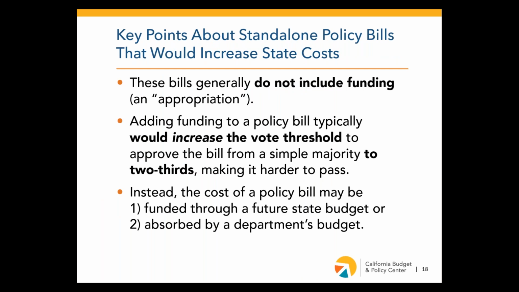These bills generally do not include funding, which is also known as an appropriation. This is because adding dollars to a policy bill would typically increase the vote threshold that would be needed to approve the bill. It would go up from a simple majority to a 2/3 vote in many cases, and that would make the bill harder to pass. So instead, the cost of a policy bill is usually going to be funded through a future state budget or simply absorbed into the existing budget of a state department or agency.